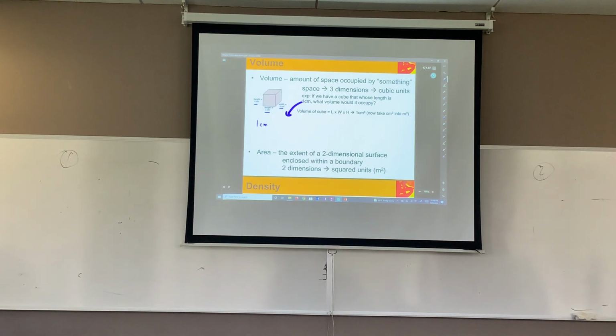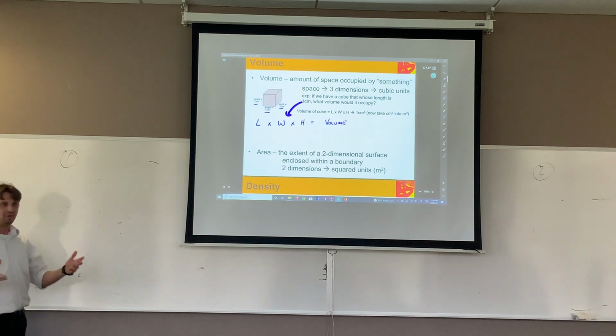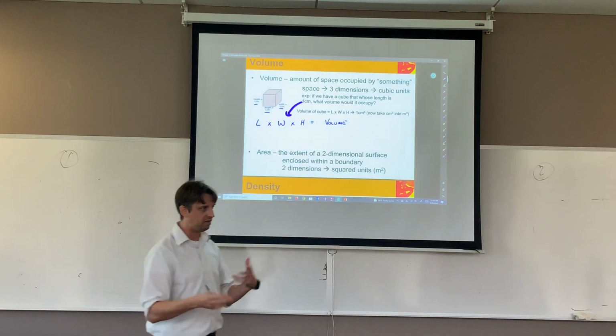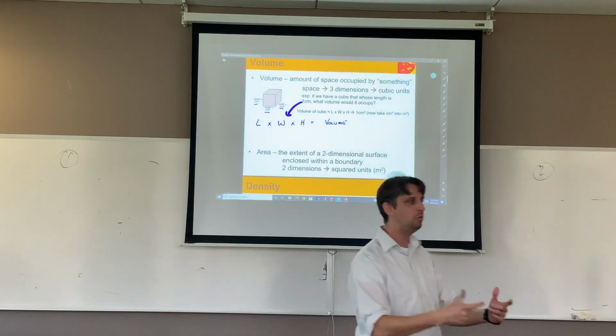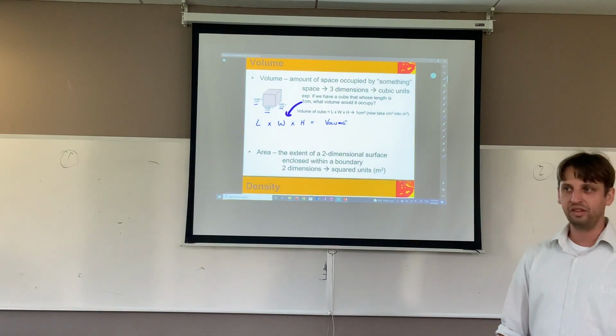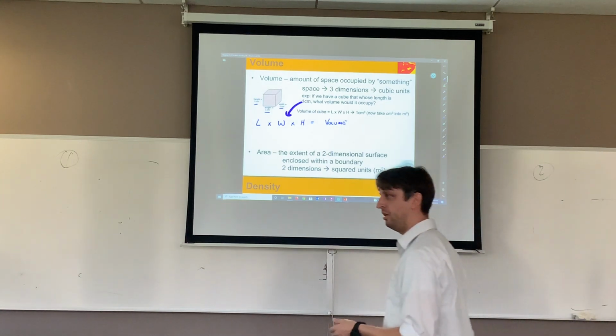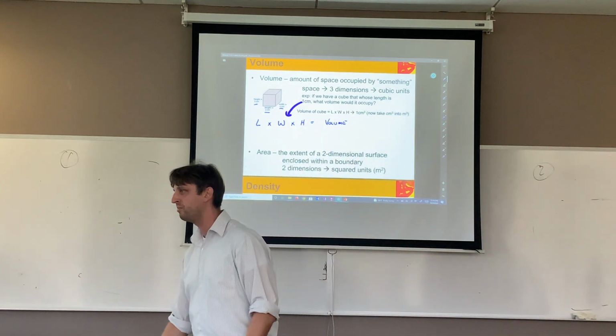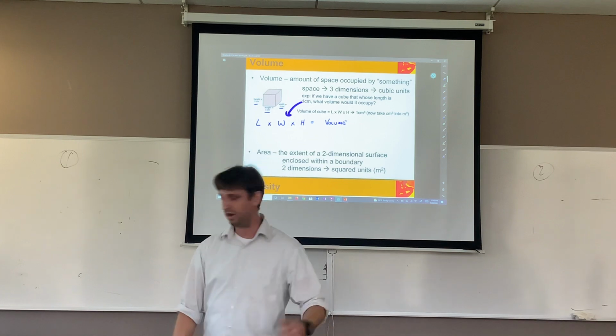Let me back up here for just a second. So we know for volume, we have length times width times height, and that's going to equal our volume. Everybody comfortable with this? We have 3 dimensions: length, width, height. If we have a cube, it implies that length is equal to width is equal to height. That's the definition of a cube. Everybody good so far?